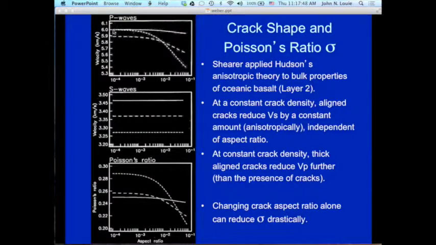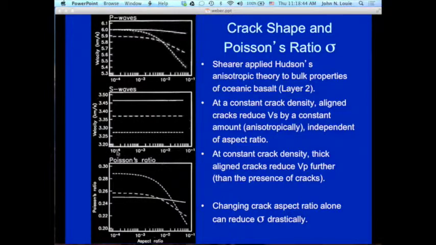All right, and P wave velocity drops as you... and this is Peter Scherer applying an anisotropic theory to the bulk properties of oceanic basalt. Okay, let's see, and I can't remember what the different dashed lines were. At a constant crack density, thick aligned cracks reduce VP further than just having unaligned cracks, even in the same degree.